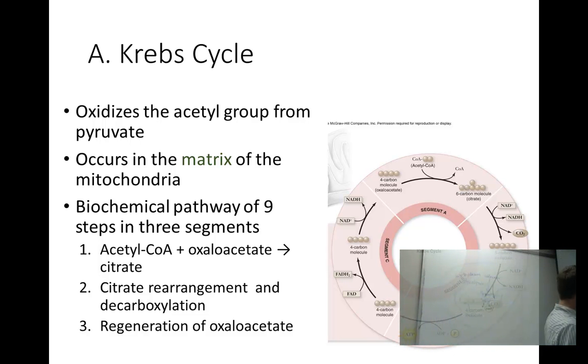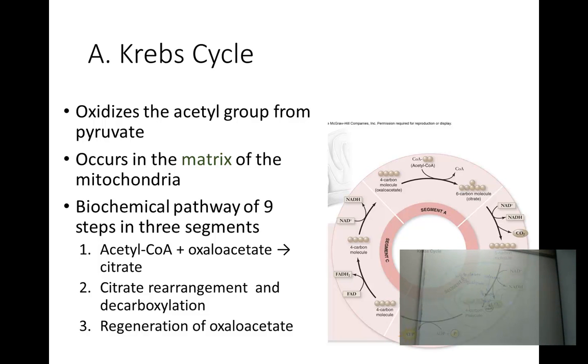And then you get a new acetyl-CoA that combines with oxaloacetate and forms a 6-carbon molecule called citrate. So sometimes it's called the citric acid cycle. Then that's rearranged and decarboxylated. So it loses hydrogens, it loses electrons, and then it regenerates oxaloacetate. But the important thing to note in here is not all these names. That's fine if you don't know those.